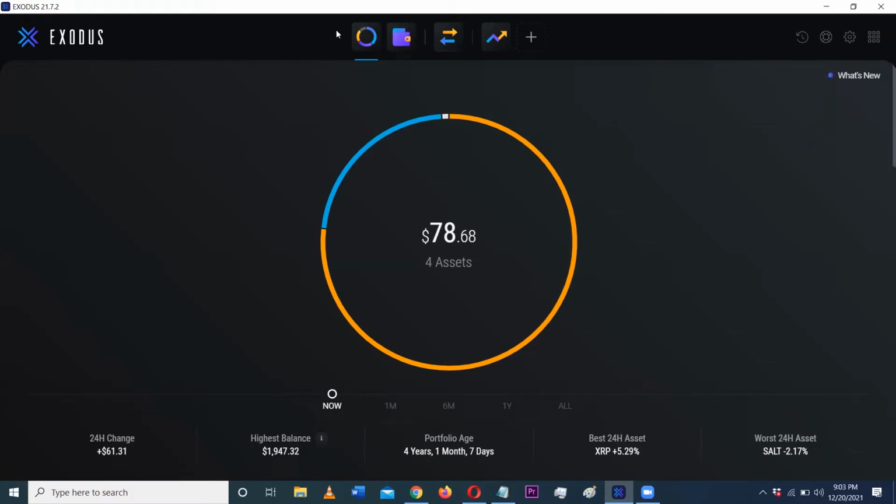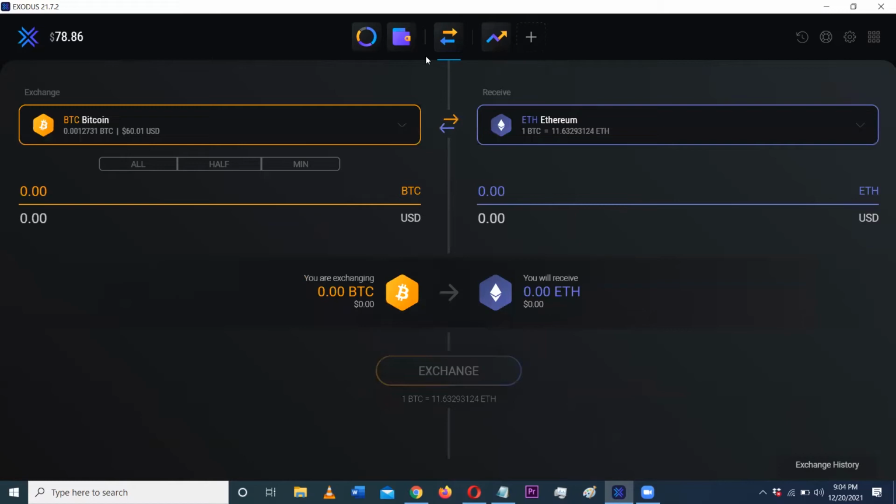So if you look at the top here, this is portfolio. I'm currently at my portfolio side, which shows all the various coins I hold. There's the wallet side, and then there's exchange. The exchange side allows you to exchange one currency for another. So I'm going to go to exchange. So I've come to the exchange side. Here you see the coin that you are holding on the left-hand side, and on the right-hand side is the coin you want to receive.